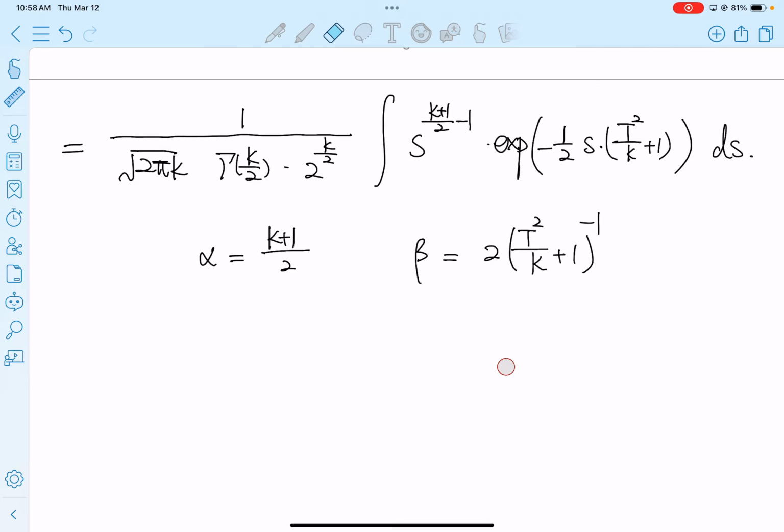Okay, so once you have that, you recognize this is a kernel function of a gamma distribution. You recognize what your alpha and beta are. Using the definition from back then, you will have the integral. You can get the integral just using the formula, without solving the integral.